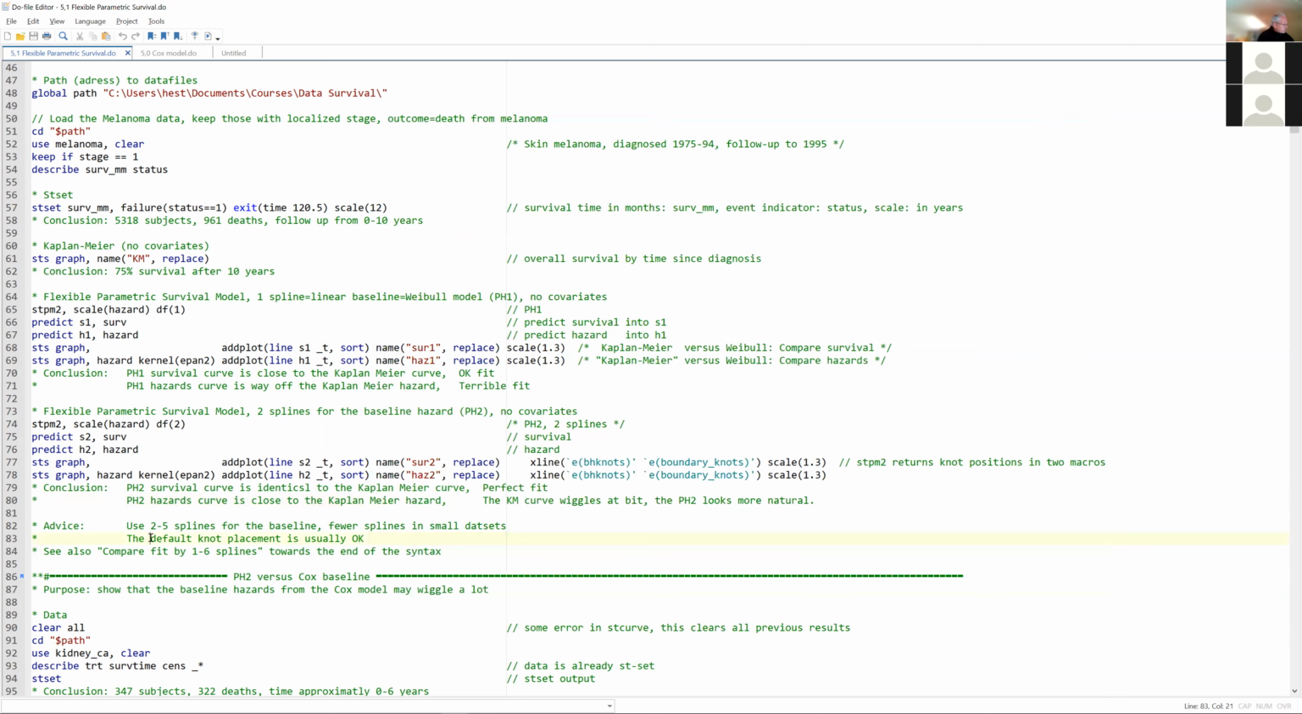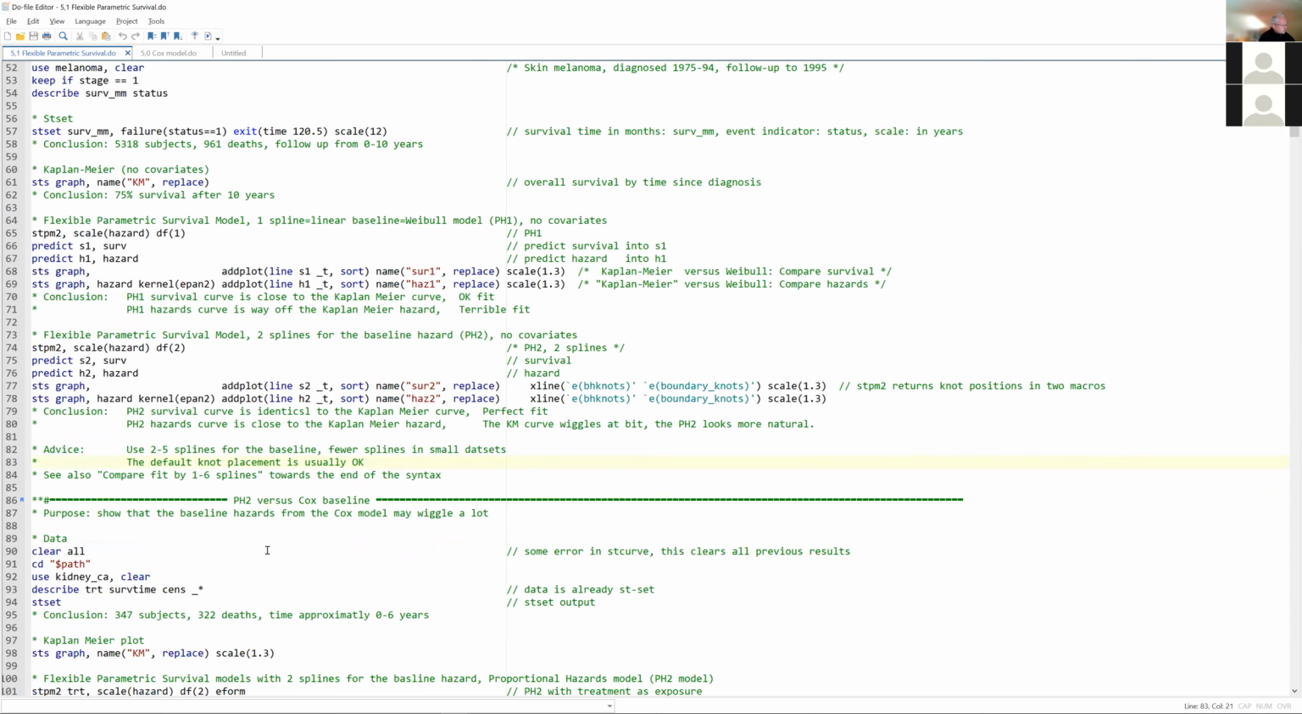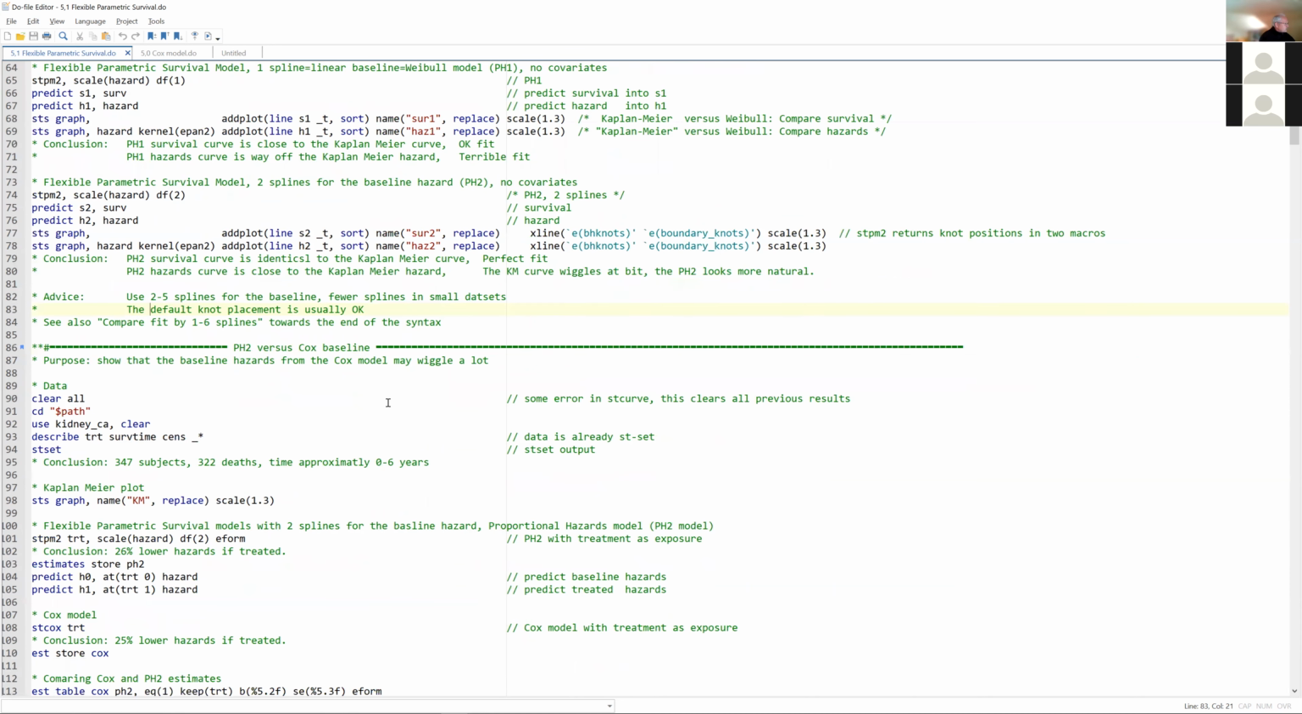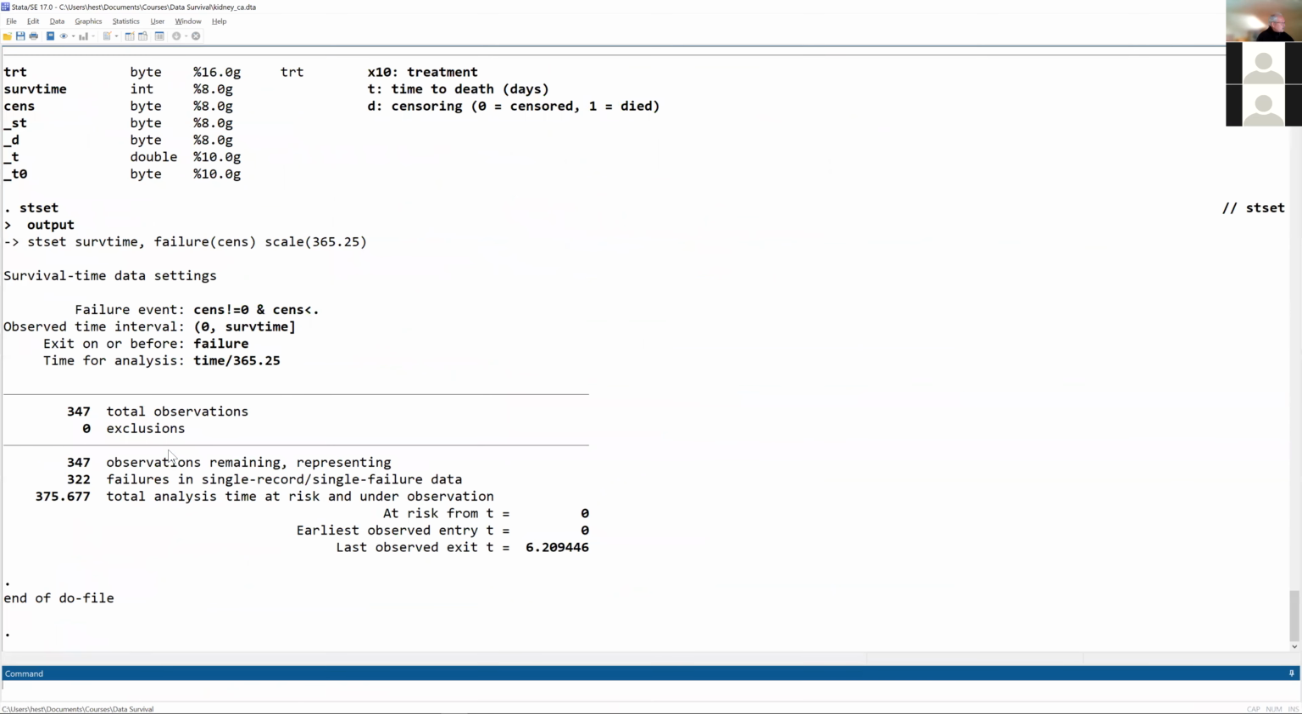No, we're not going back quite yet. So the second thing I'd like to show you is that the baseline hazards from the Cox model may be a bit unstable, or they wiggle a lot. To do that, I need a small data set. So I'm using the kidney data this time. And just to remind you, this data set is already ST set. And we have 350 observations and 322 failures, 6 years of follow-up.